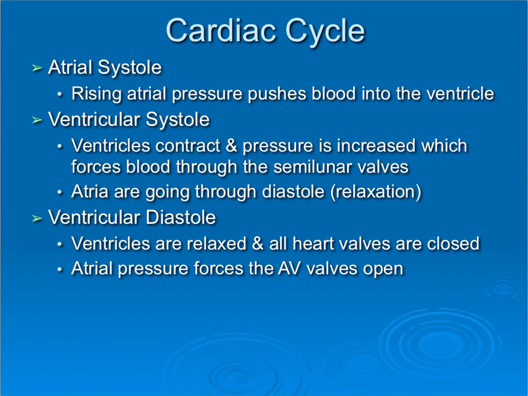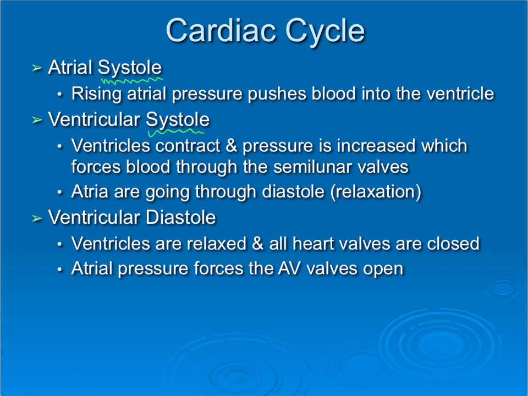So parts of the cardiac cycle, we have systole and diastole. Systole is when a chamber is going to be contracting. So during atrial systole, the atria are contracting, so you have increased the amount of pressure, therefore forcing blood to leave the atria and enter the ventricles. When the ventricles are contracting or are in systole, at first, blood does not move anywhere.